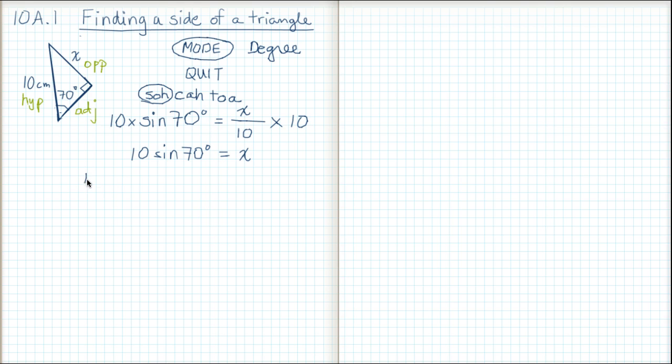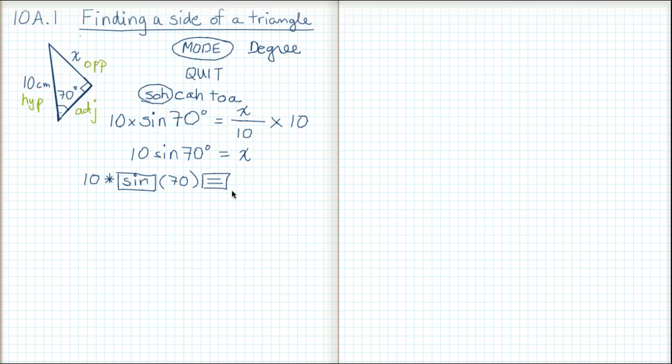From here, I need my calculator. I'm going to type in 10 times, and then I have to press the sine button. It's right above the comma, which is right above the 7. And the sine button will automatically put a bracket in for you. And then you type in 70. And ideally you put an end bracket, although with a simple equation like this, your calculator puts it in for you. And if you just press enter without the bracket, it should work out.